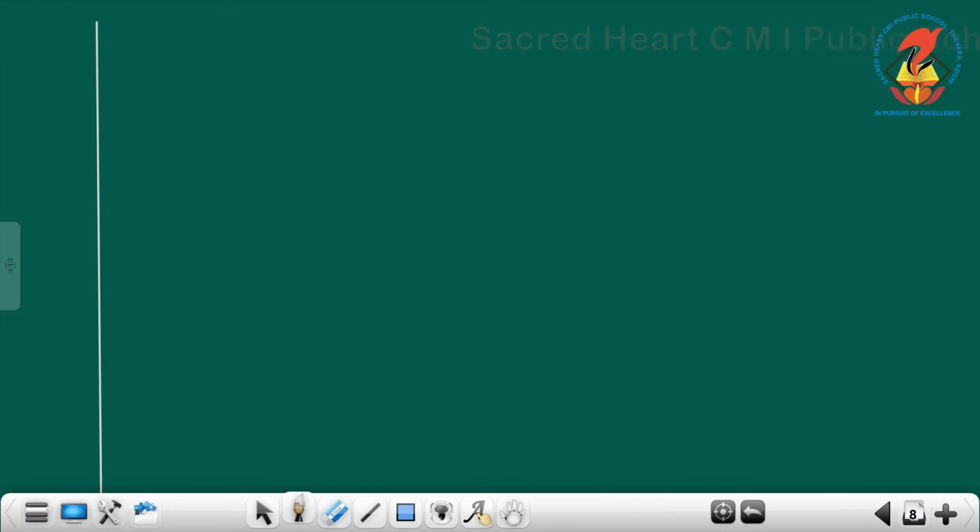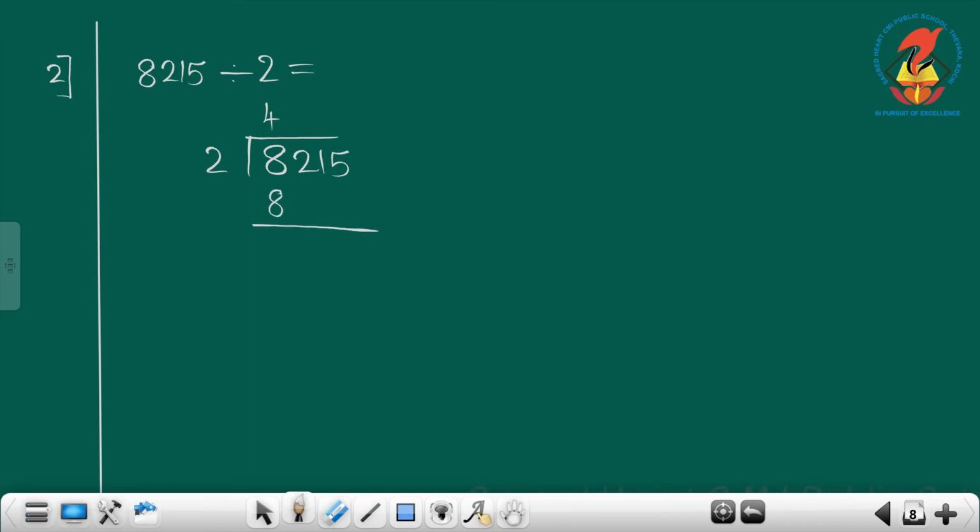Question 2. 8215 divided by 2. Okay. This is the second question. Question is 8215 divided by 2. In 2's table how many times go 8? 4 2's are 8. So you should write 4 in the upper portion, the quotient place. 4 2's are 8. 8 write down, then subtract the answer. 8 minus 8 is 0.